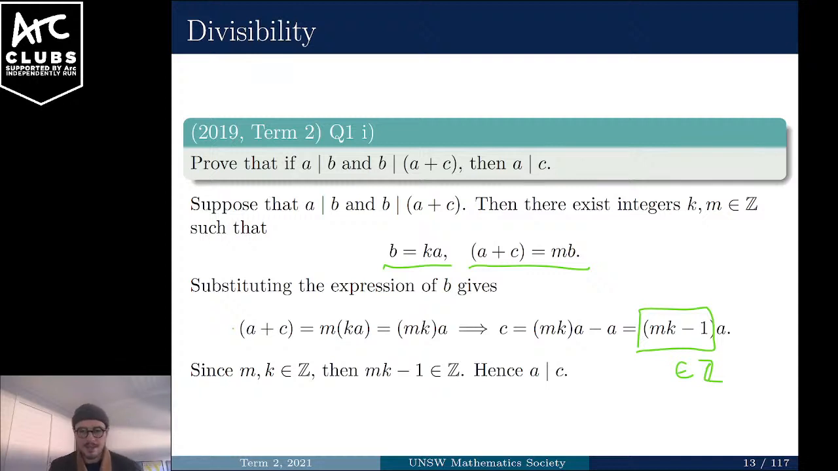So therefore, we're saying that C is equal to some integer times A. So let's say that we let Z equal MK minus 1. So therefore, C is equal to Z times A. Well, by definition, that means that A divides C, because that's the definition we're using from before. So looking at this expression, we say that this must be an integer, therefore A divides C. And we've proven the result we're looking for.